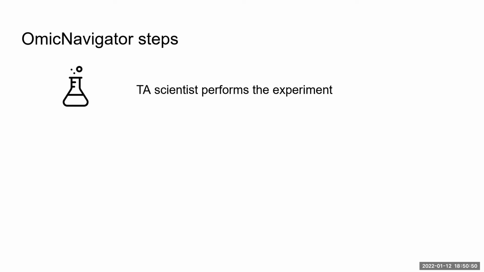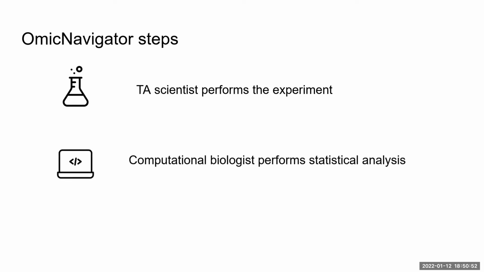Remember that the TA scientists have performed the experiment and the computational biologists have performed the statistical analysis. They could do it however they want. They can use R, they could use a different programming language, they could use a GUI, a point and click solution, however they want. OmicNavigator is agnostic to how the analysis is done. It assumes that the computational biologist is the expert and has chosen the appropriate models.